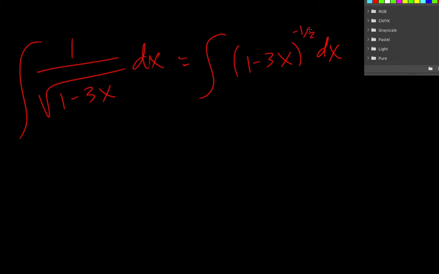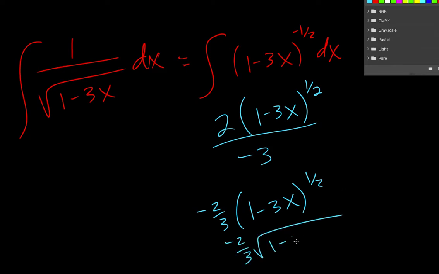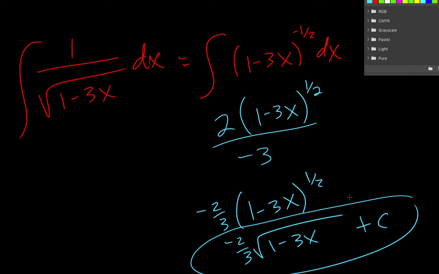So when we take the antiderivative, we raise the exponent by 1, rewrite the inside, and then we want to divide by the new exponent, but dividing by 1/2 is the same as multiplying by 2. And then we need to divide by the derivative of the inside, which in this case is negative 3. And then we simplify, so we get negative 2/3, 1 minus 3x to the 1/2, and then we'll change that back into that notation, and then don't forget your plus c on the outside.